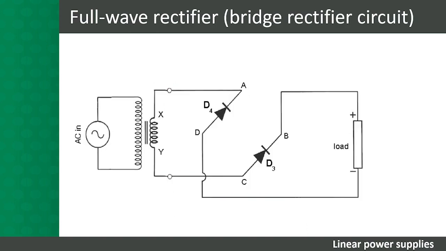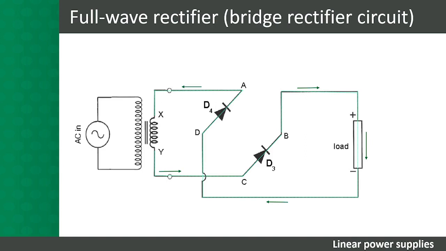During the negative half cycle of the input wave, diode D3 and D4 will now be forward biased, and D1 and D2 will be reverse biased. D3 will then conduct first, and current will flow from point Y of the transformer to point C, then to point B through diode D3, through the load resistor to point D, through D4 to point A, and then back to point X of the transformer.